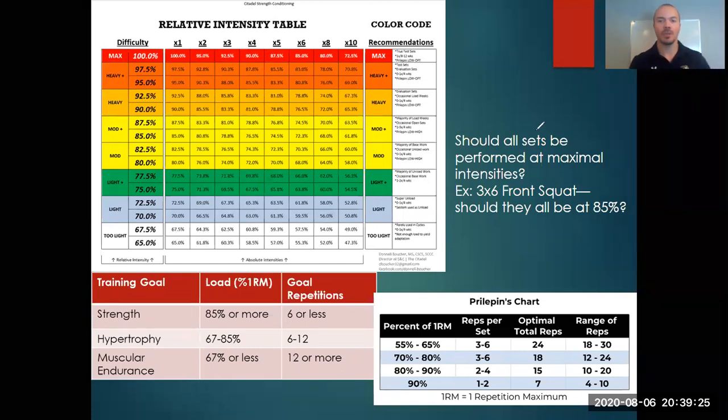Okay, so here's our question, just one more time. Let's change our color. Let's go orange here. Should all sets be performed at maximal intensities, such as a 3x6 front squat? That's 3 sets of 6 repetitions of front squat, or should they all be at 85%? So let's see what 6 reps at 85% looks like. So that's where we end up.